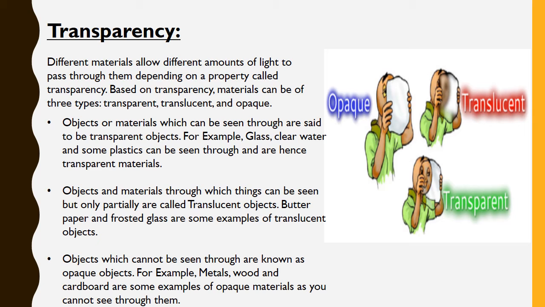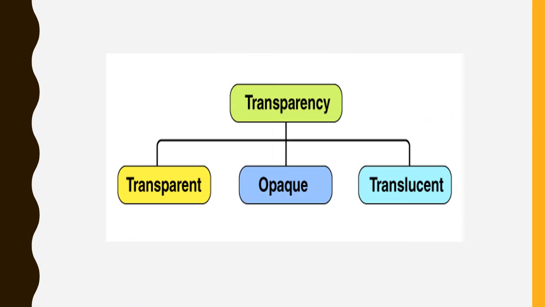Next, the objects which cannot be seen through, we call opaque. Opaque means light is completely blocked, so we cannot see through the materials. Examples: metals, wood, and cardboard are examples of opaque materials. So, transparent, opaque and translucent.